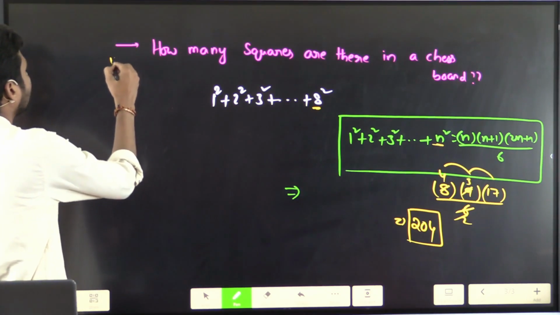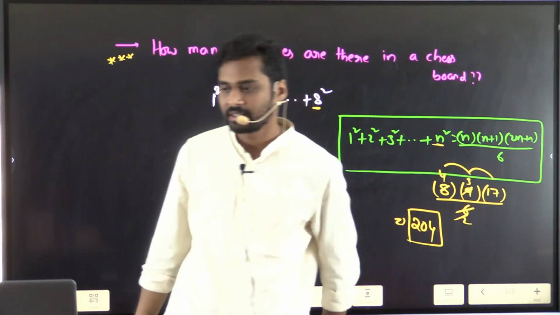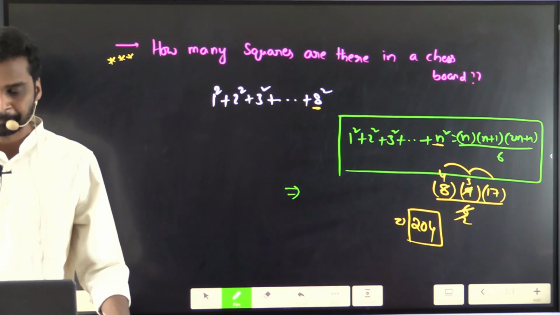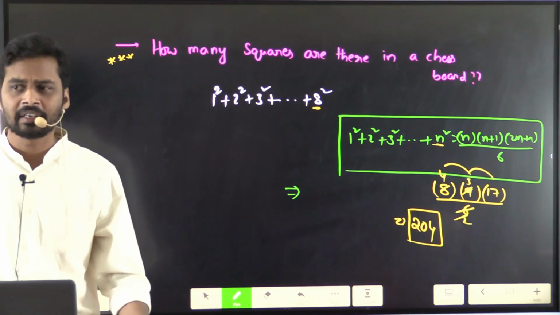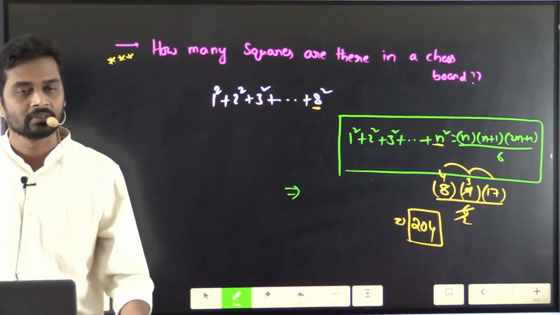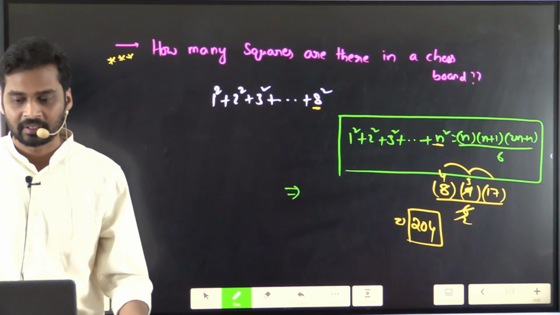It's a very important question. It was asked once or twice in the CSAT previous year papers. If you are asked how many squares are there in a chessboard, you can directly remember the value, that is 204. If you remember it, that would be nice. So 204 is the number of square boxes in a chessboard.